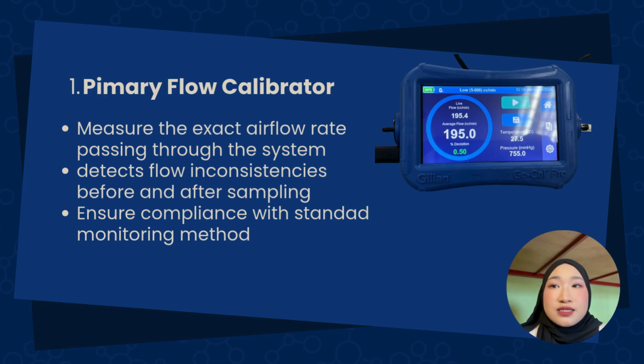Okay, so we are moving to the primary flow calibrator. So, what is the primary flow calibrator used for? First is to measure the exact airflow rate passing through the system. Second is to detect flow inconsistency before and after the sampling. Third, to ensure compliance with standard monitoring methods.